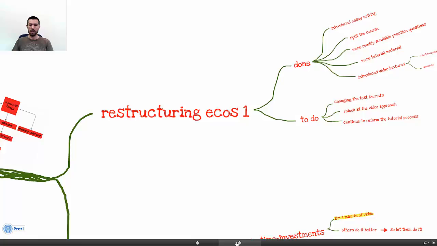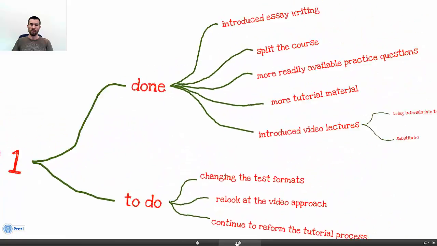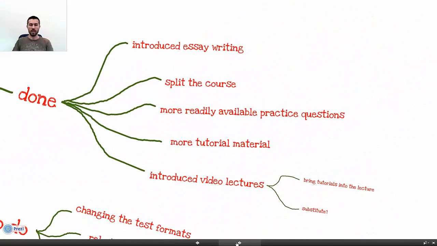We've been restructuring Economics 1. What we have done so far is to introduce essay writing, to split the course into 2 separate courses, micro and macro. We've also made more readily available practice questions. We've developed more tutorial material, and we've obviously introduced the video lectures.